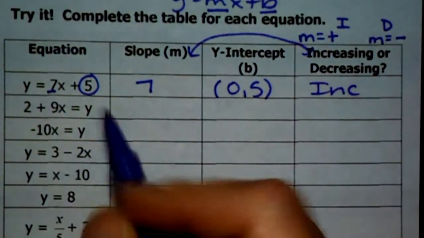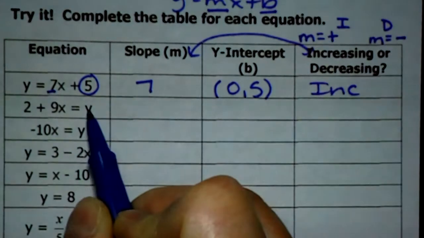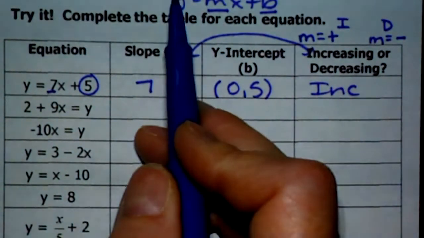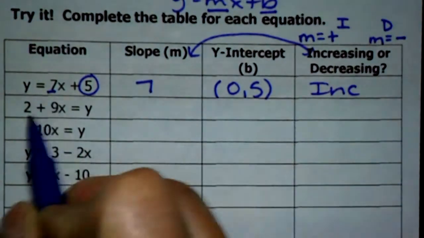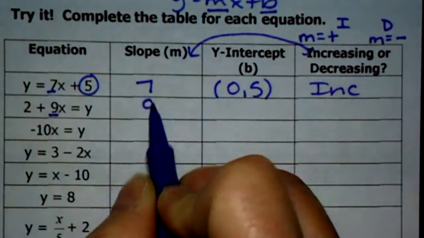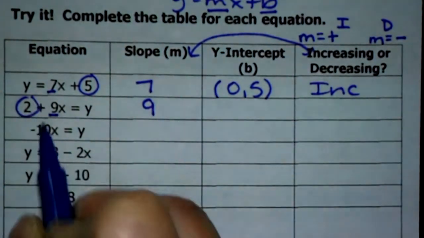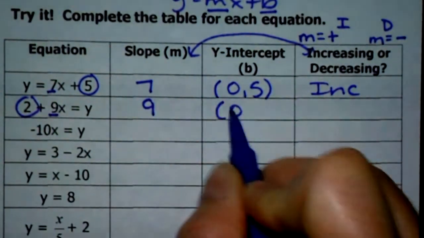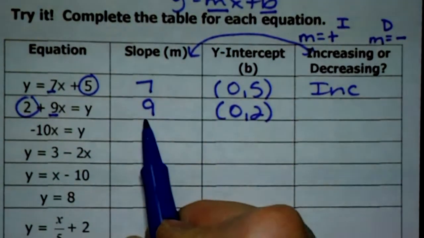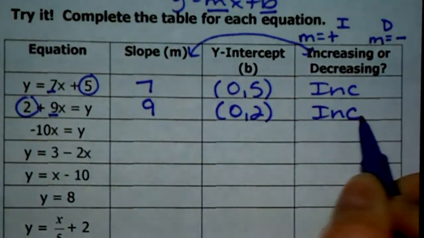All right, look at the next one. Do you see how y is by itself right here? That means we're good to go. I don't have to rearrange anything. I just need y alone. So now let's look at the other side here. The coefficient of x is 9. That makes that my slope. The number that's by itself is a positive 2. That makes my y-intercept 0, 2. And since my slope is positive, yes, this is increasing.